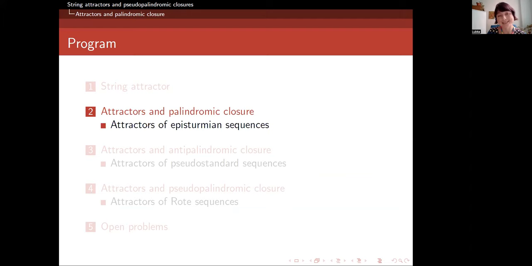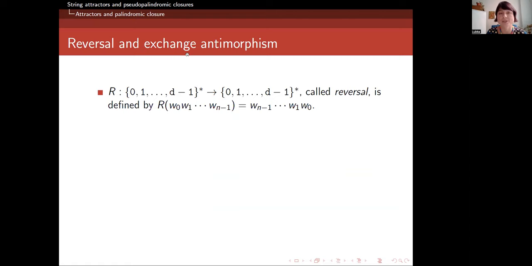And in order to do that, I have to recall what reversal means and what exchange antimorphism means. I need exchange antimorphism later for defining antipalindromic closure. So first, reversal is a map on finite words over a finite alphabet, and it is such a map that associates with a word its mirror image.